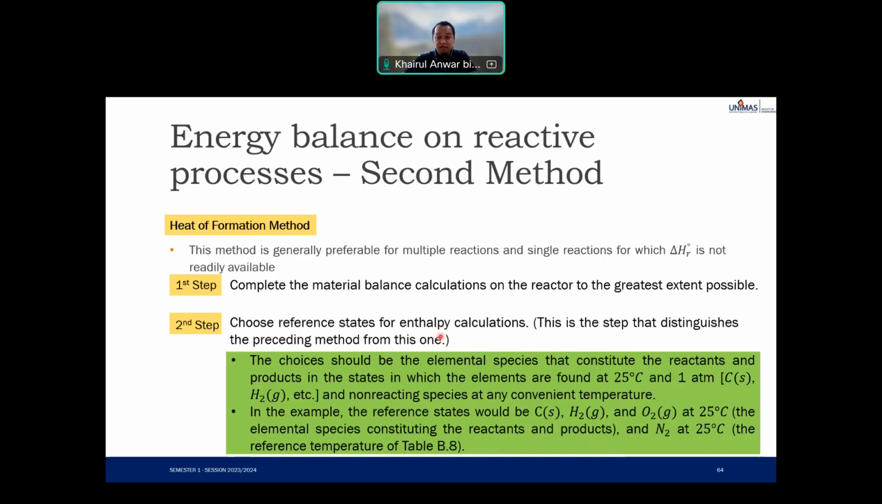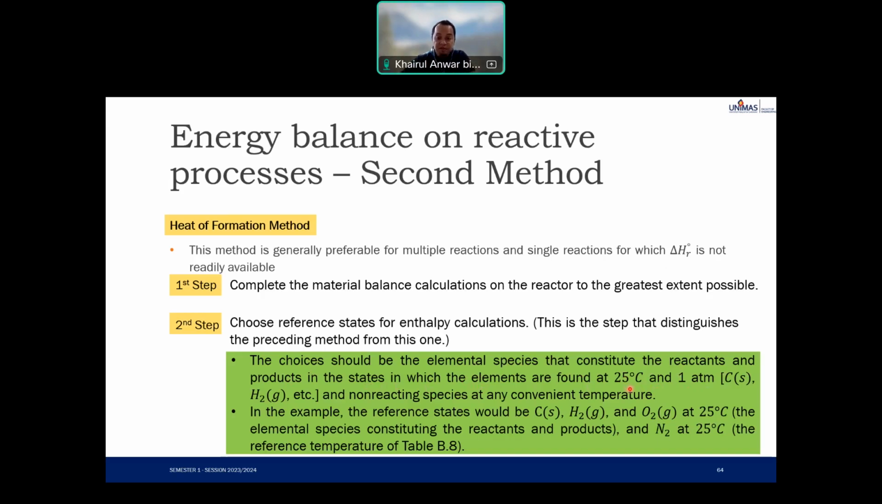Choose the reference state. In this case, it's 25 degrees C, 1 atm. The choice should be elemental species. This is the heat of formation. They constitute the reactants and products in the state in which the elements are found at 25 degrees C and 1 atm. Non-reactive species at any convenient temperature.